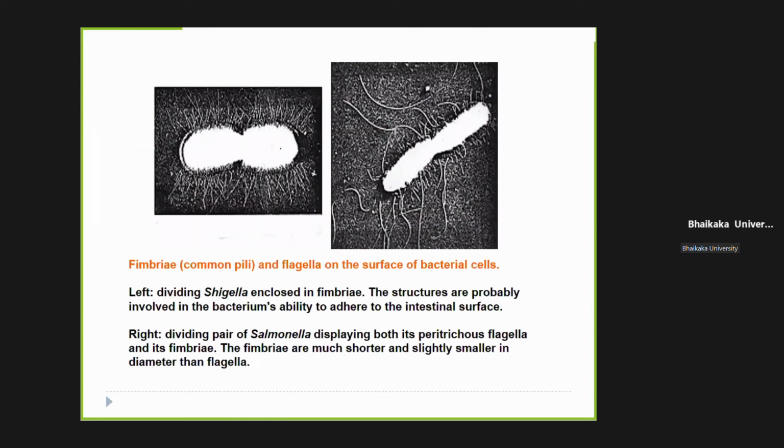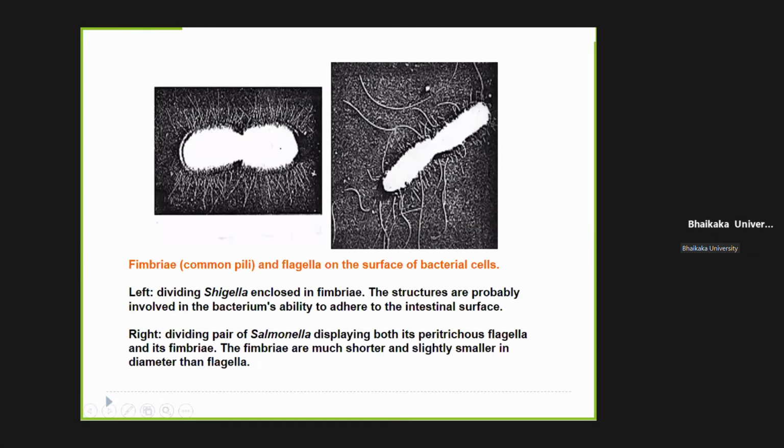So this is the real picture. In the first picture on the left side, you can see a dividing Shigella, and there are a lot of fimbriae around it. And in this one there is a dividing Salmonella, in which you can appreciate the long flagella and the small and numerous fimbriae also.